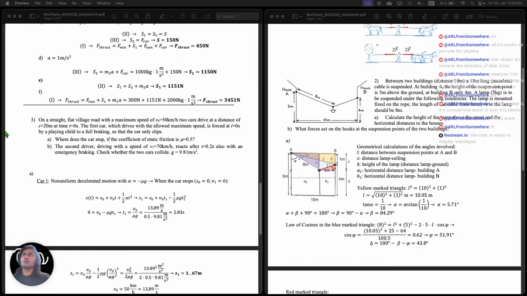So, where does the car stop if the coefficient of static friction is 0.5? We're talking about the first car, it was driving at 50 kilometers per hour. The distance is 20 meters, right? Non-uniform decelerated motion. When the car stops, v1 equals 0.